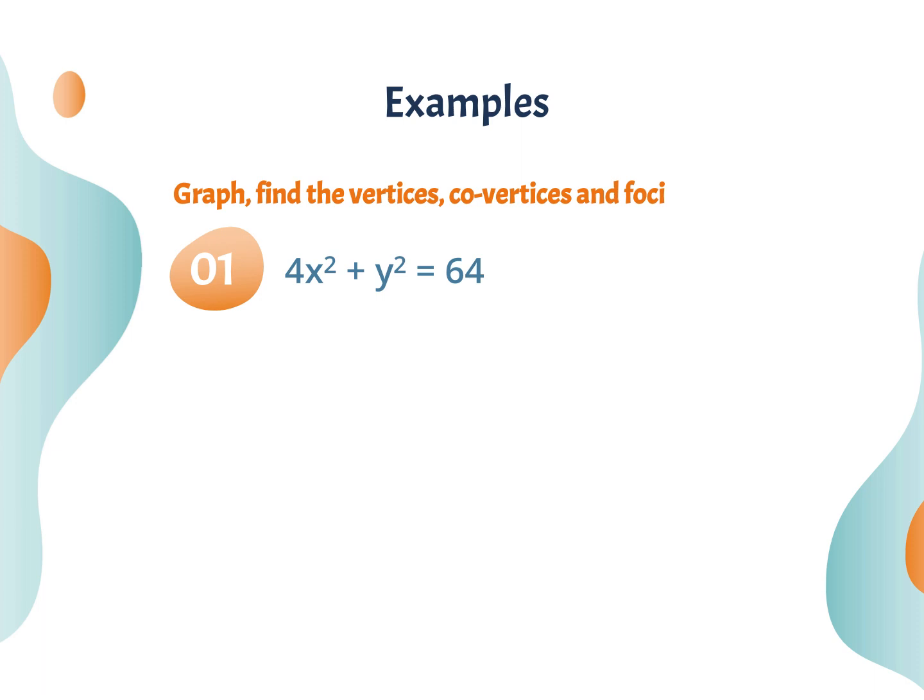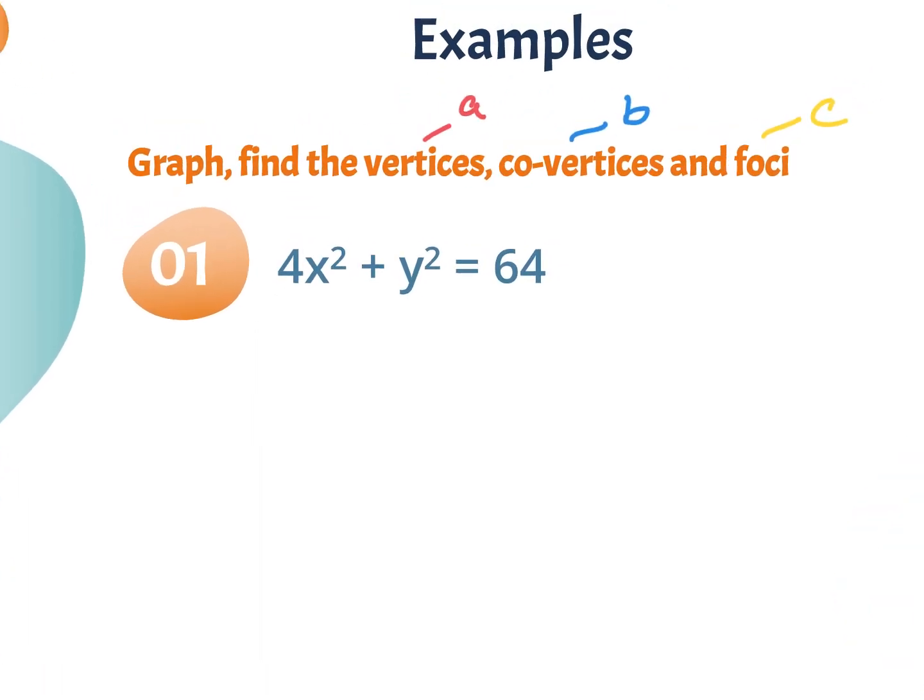First of all, vertices goes with which value, A, B, or C? A, good. Co-vertices goes with the B, and the foci goes with C, okay? Think about what you're looking at. We're going to identify the A, B, and C here, but we first have to make sure this is in standard form. Is it?